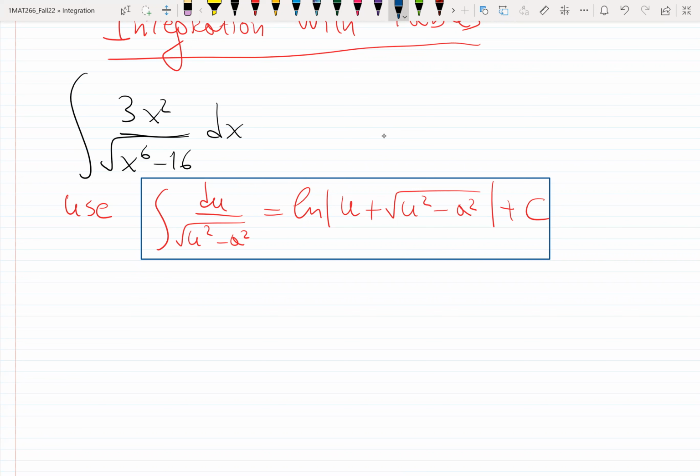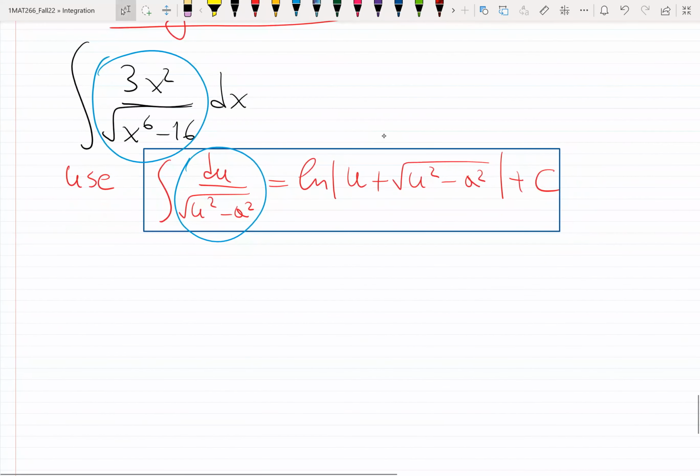So this is basically matching. It's a game of mix and match, if you know what I mean. What do you need to match here to make it look like whatever you need? I need to make the function here look like the function in this integral. Well, the first obvious one is a. If it says u squared minus a squared, and you actually have x to the 6 minus 16, then duh, a is 4. That's the first thing you should write down. A is 4. Good, we did that.